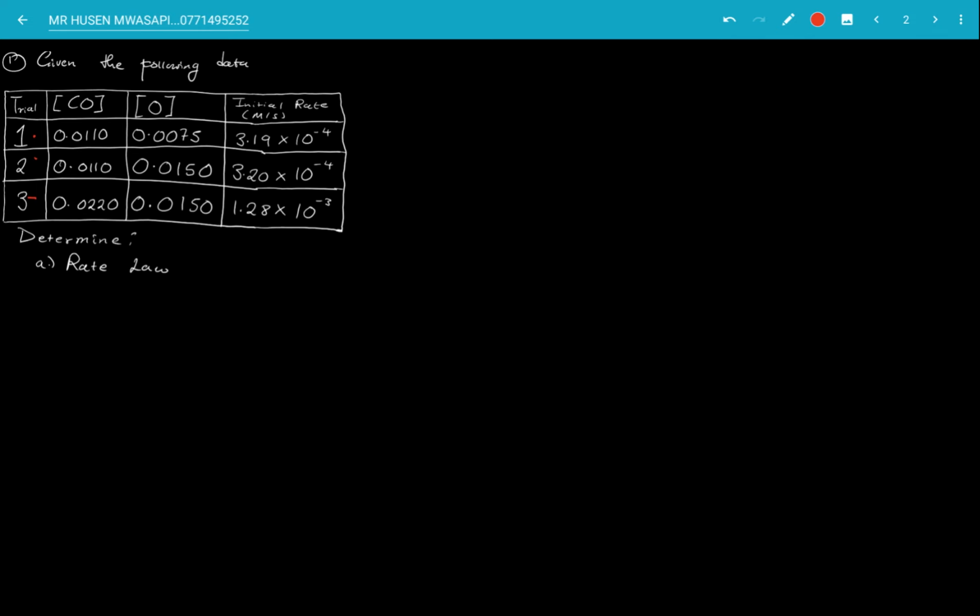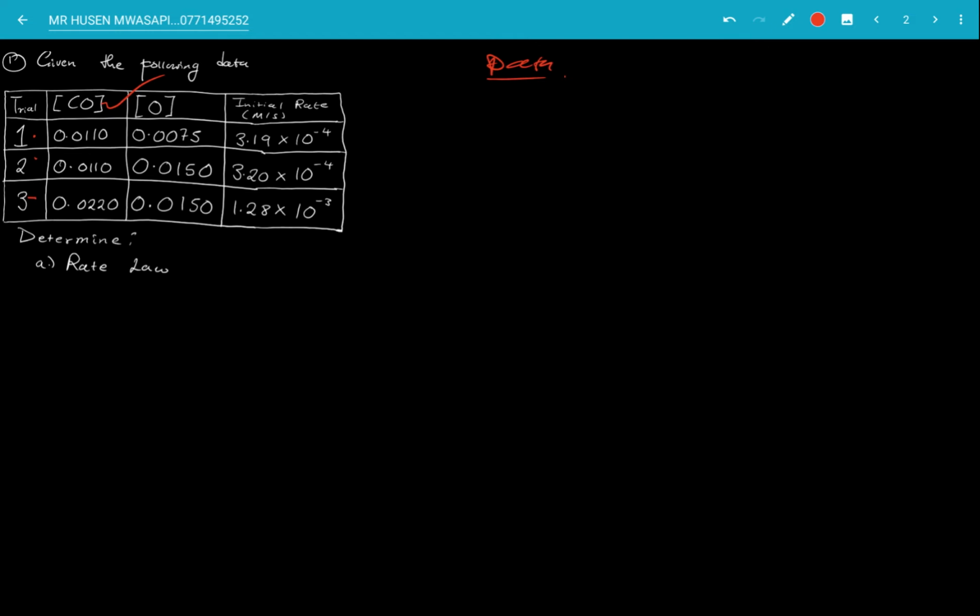So for us to find the rate law, what we're supposed to do first is to find the rate order of each reactant present in our data. The first reactant we have is carbon monoxide. So what we'll do first is to find the order of what? Carbon monoxide. So let's find the rate order with respect to carbon monoxide.